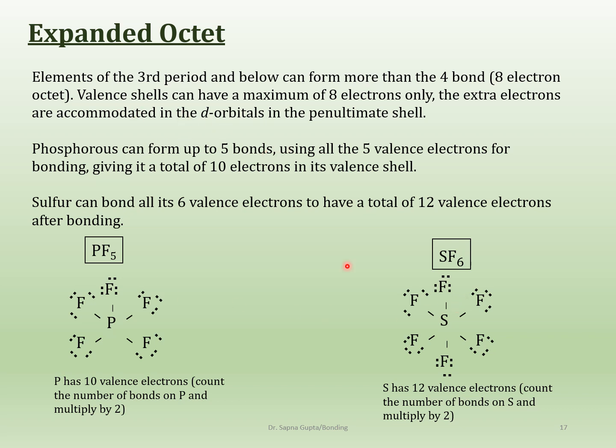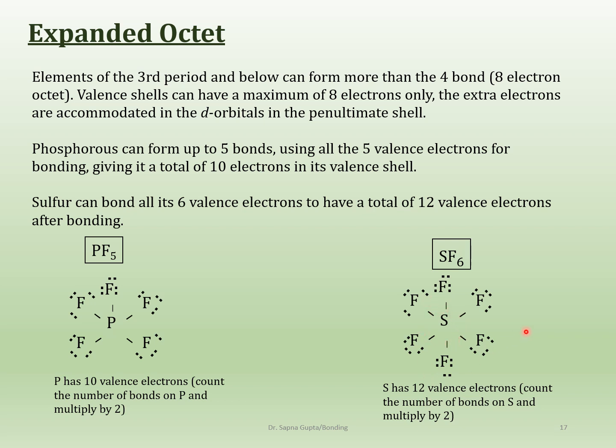So here are some examples for the expanded shell. Phosphorus, for example, PF5. Phosphorus has 5 valence electrons, and all 5 of them can bond with fluorine or chlorine or anything like that. It's possible. So at this time phosphorus has 10 valence electrons, 1, 2, 3, 4, 5. Sulfur has 6 electrons and all 6 of them can be bonded. That gives you SF6, which means those 6 pairs are 12 electrons.